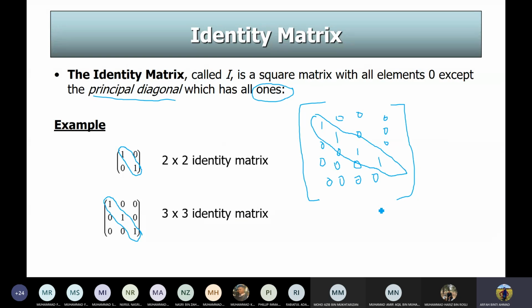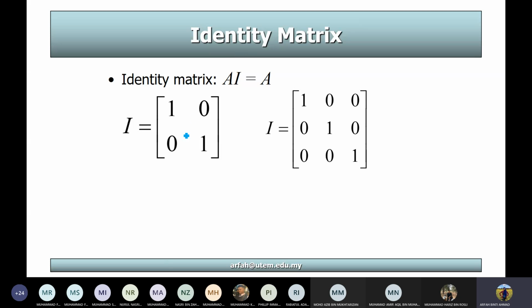Okay. So done. So kenapa kita pentingnya identity matrix ni? Sebab dia ada syarat identity matrix. Let's say you have any matrix A. Katakan awak ada sebarang matrix A. Kalau didarabkan dengan matrix identity ni, dia akan menghasilkan matrix yang sama. Okay, akan dapat A juga.